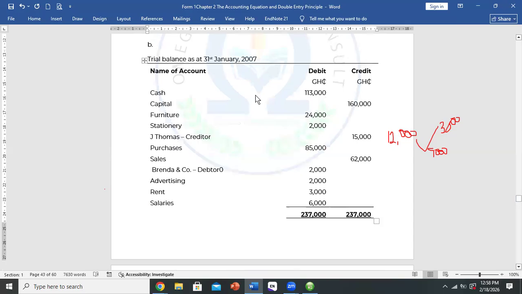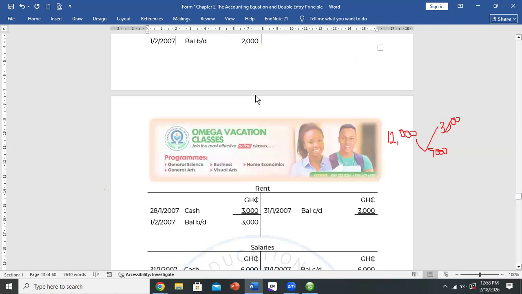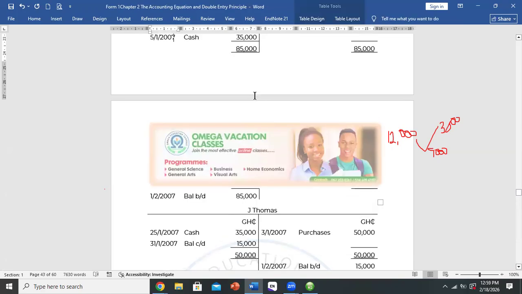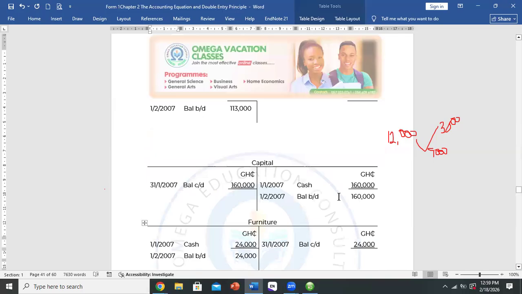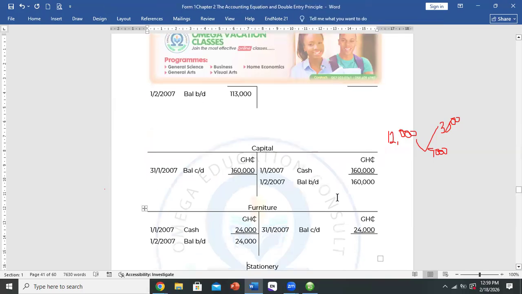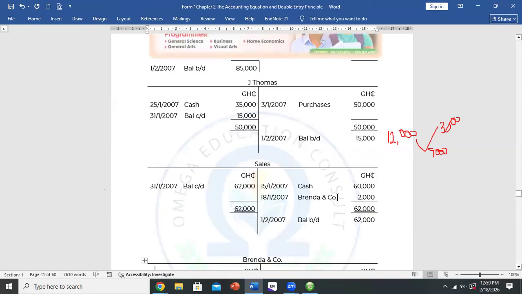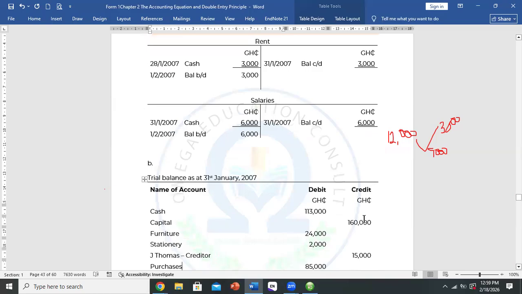So if I go to my second account, let me go to the second account before I come back to the question. The second account was capital, right? Capital, when I did the balancing, look at where the brought down is. It means it is having a credit balance. So if you put capital in your trial balance, you see capital, then it will go under where? The credit side, because the account has a credit balance.